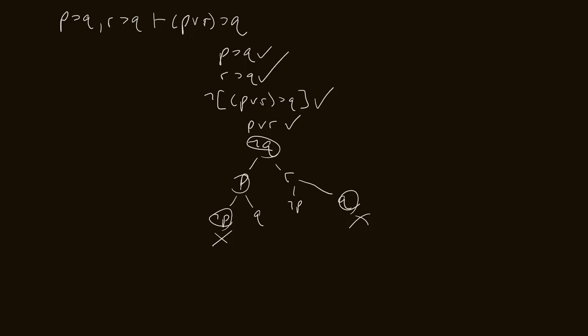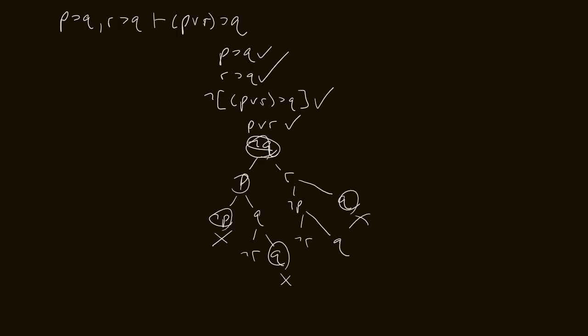So let's mark this off. This will be not R. This will be Q. And we have to do that here as well. So not R or Q. And let's see, do we have contradictions? Yes. So right here we have Q. If we follow the branch up, we reach a not Q again. So this closes.